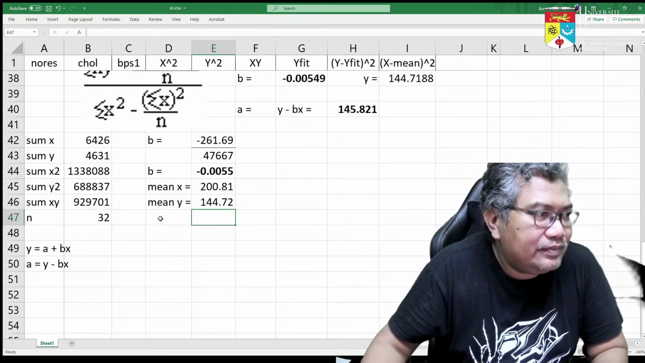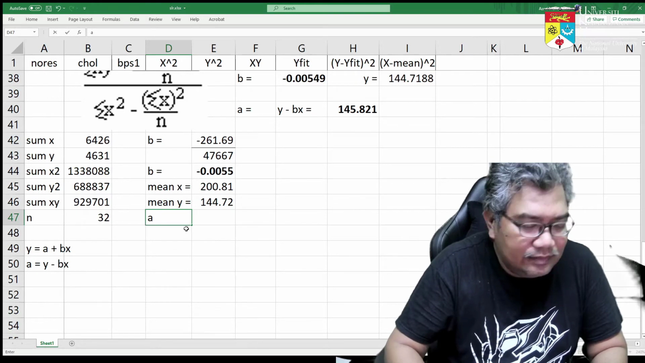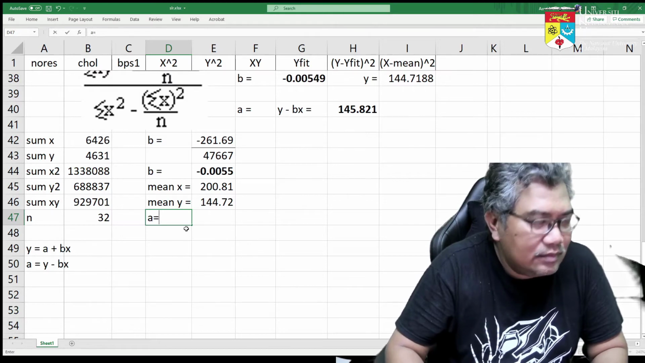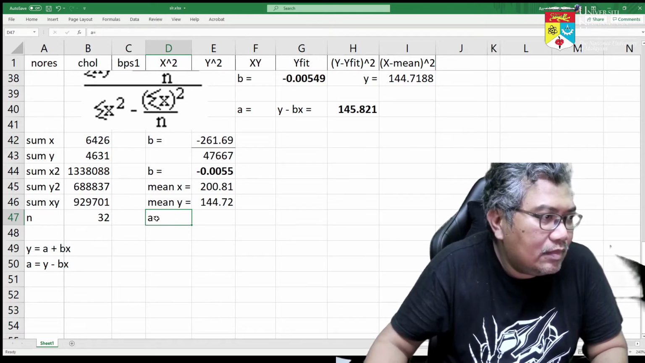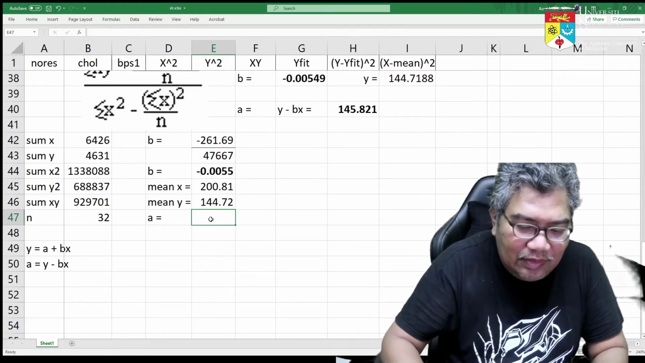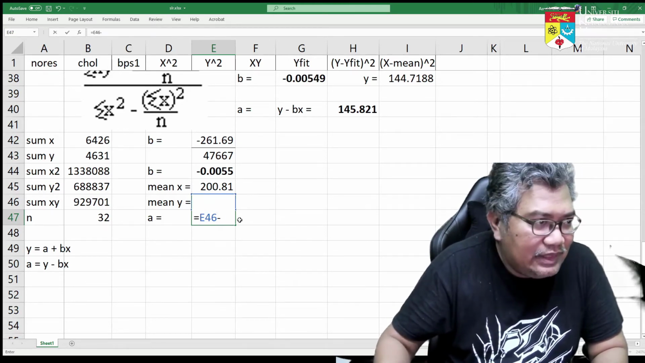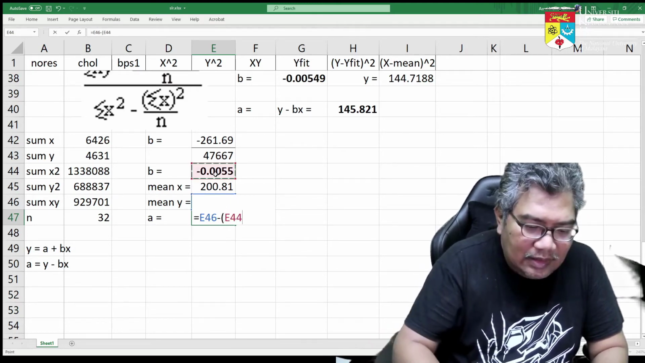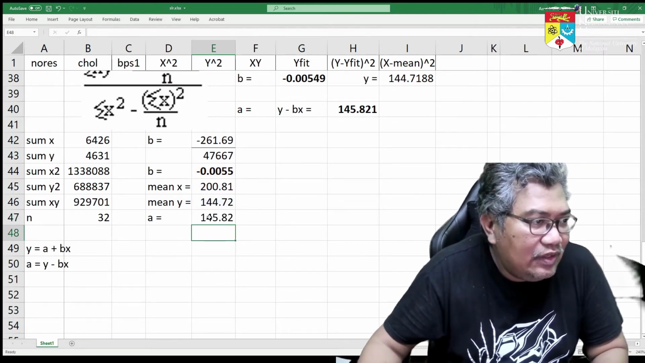So for A equals, as stated, y minus bx. So y minus b times x. This is b, times x, this is x, in brackets. Now we have the value of A.